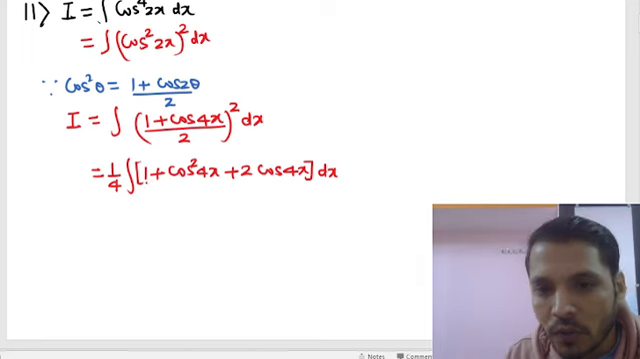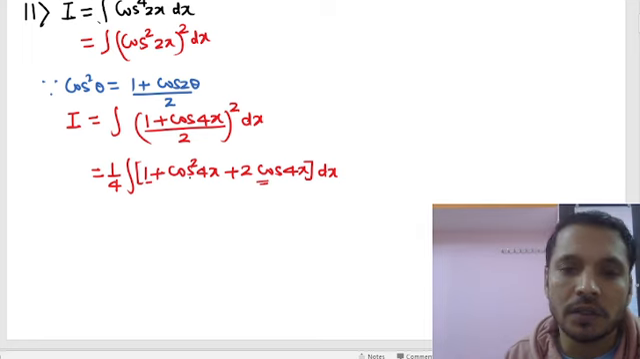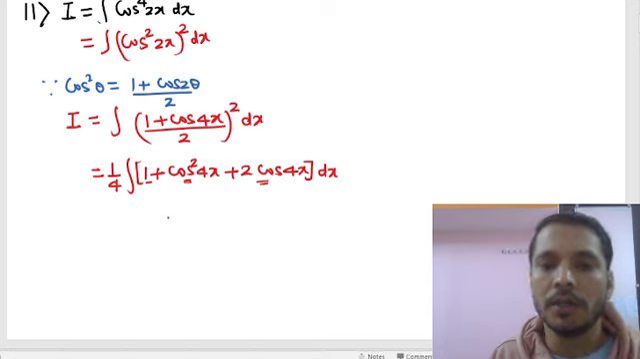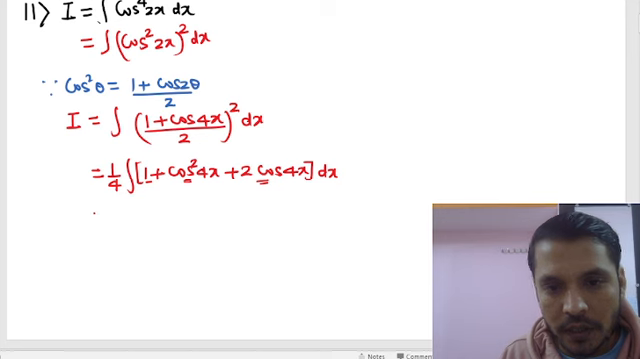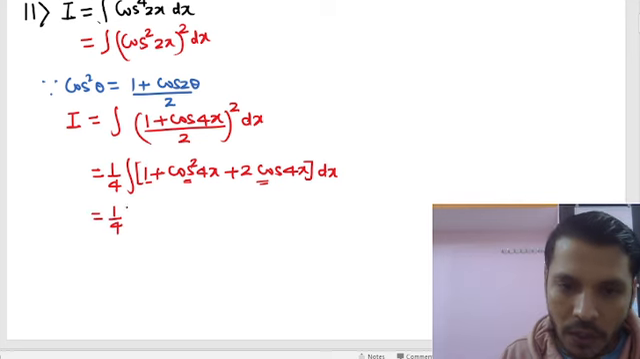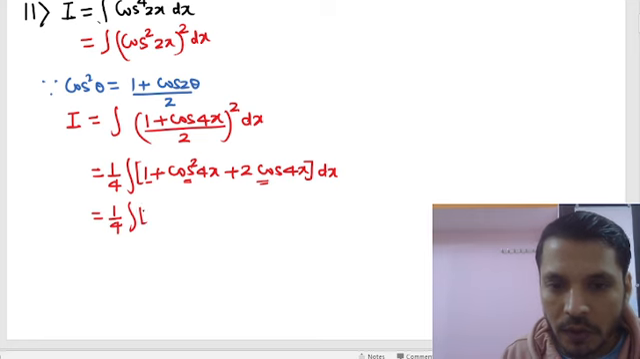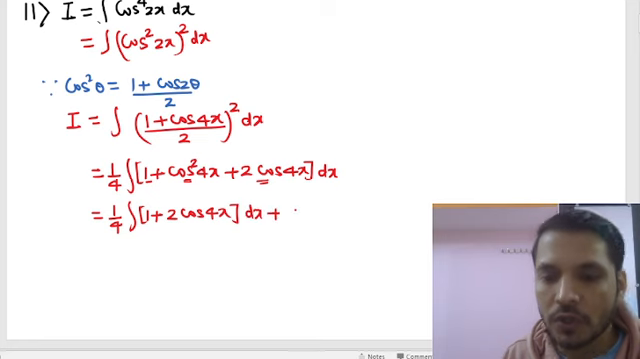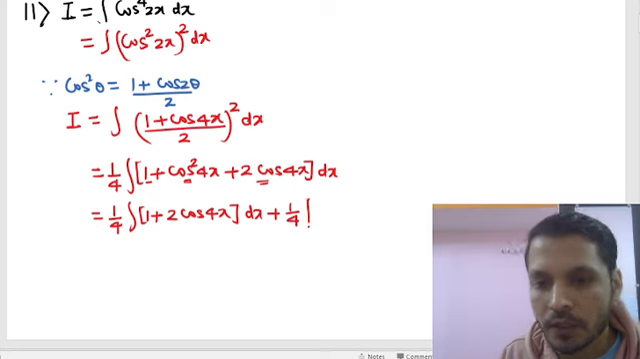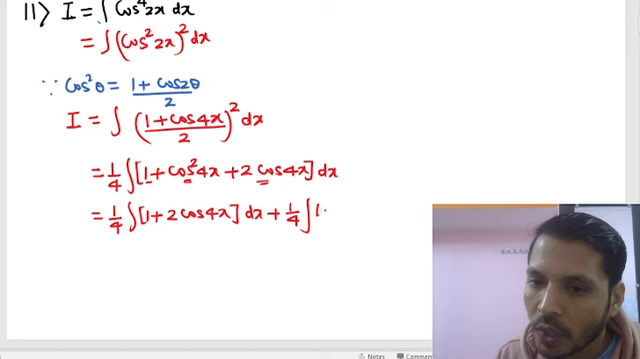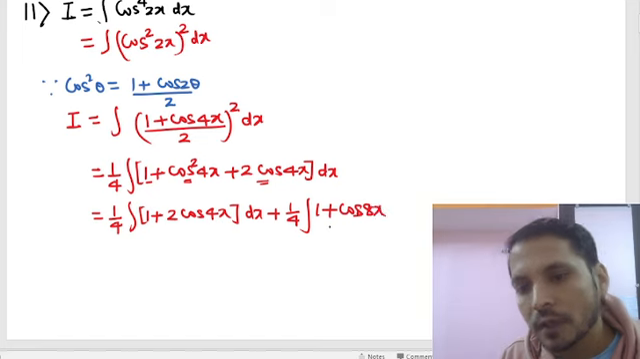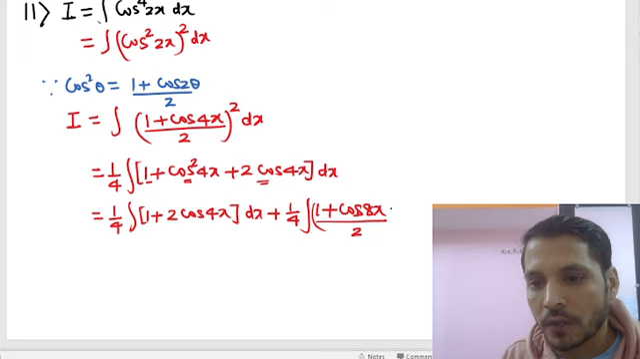Now here we have these terms, and directly we can get the integration of them, but the middle term cos square 4x, again we need to apply the same formula that we applied previously, but here the angle is different. So we will rewrite this as 1 by 4 integration of, in one bracket I will write 1 and 2 cos 4x. We don't need to do anything with these, so they will be as it is. But in place of cos square 4x, I am writing separately 1 by 4 integration of cos square 4x, which we can write as 1 plus cos 8x, divided by 2, bracket close, and then dx.